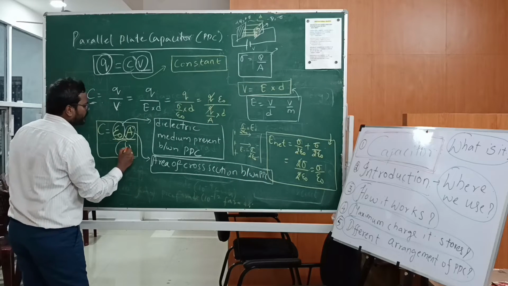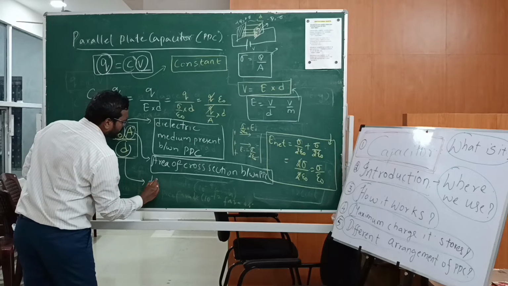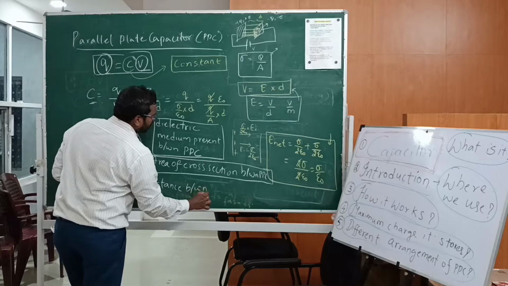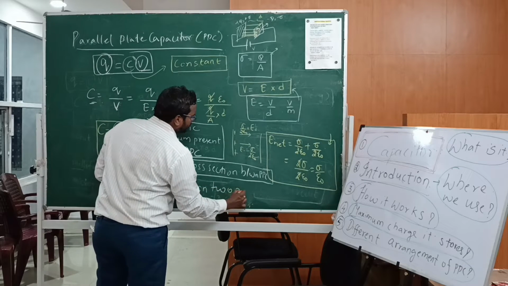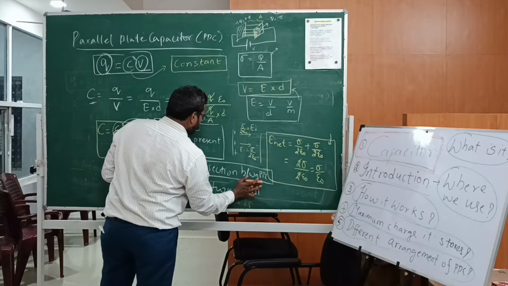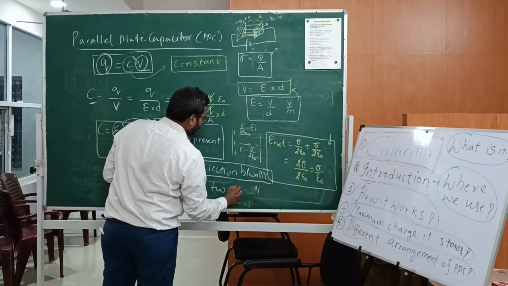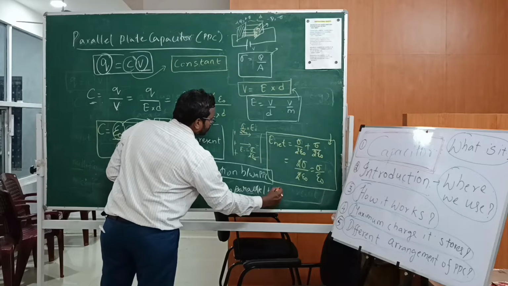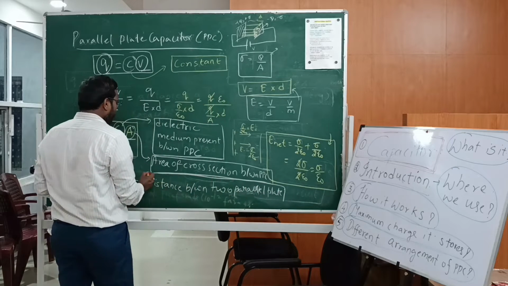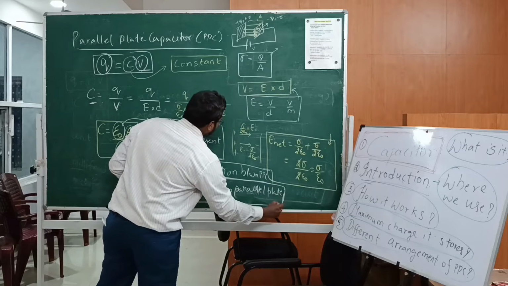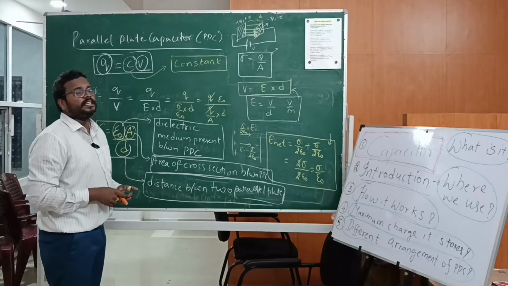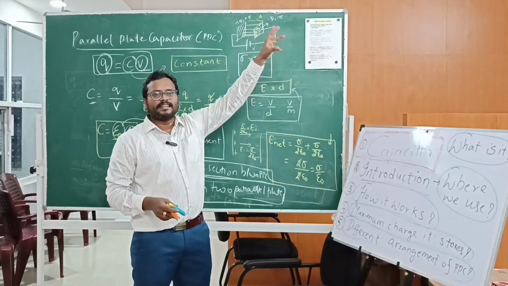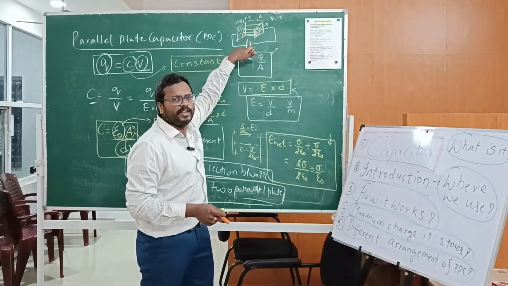And what is D here? Distance between the two parallel plates. D is going to change the value of the capacitance of the capacitor. So which means if I am giving the same source, the same source V.